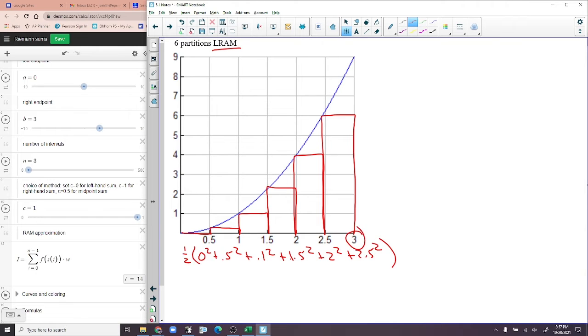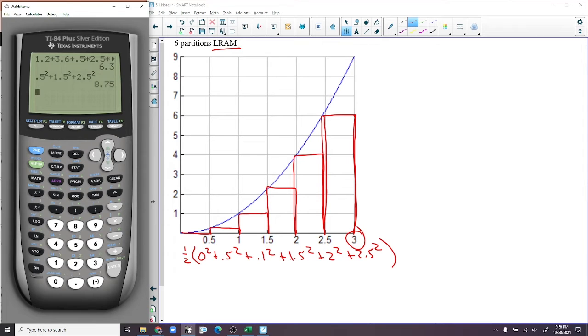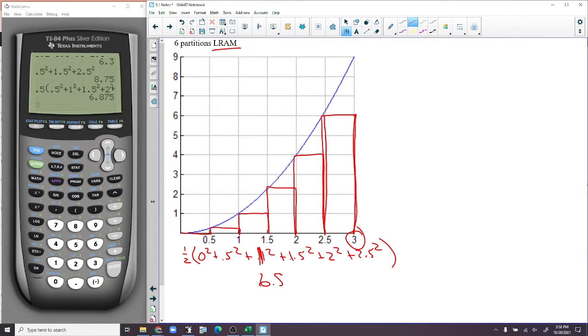Now we're not going to have this one because the height doesn't go up to 3. The curve on 3 goes up to 2.5 for that last rectangle. All right, well we got 1/2 times 0.5 squared plus 1 squared plus 1.5 squared plus 2 squared, which is 4, plus 2.5 squared. All right, so our estimate is 6.875, 6.875.